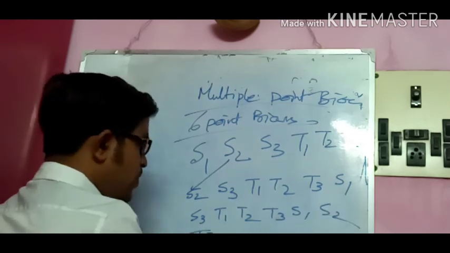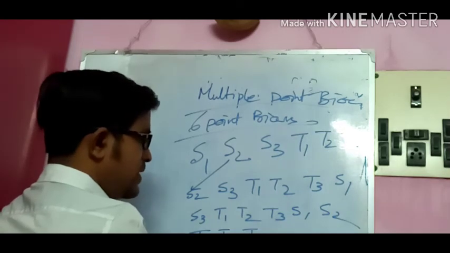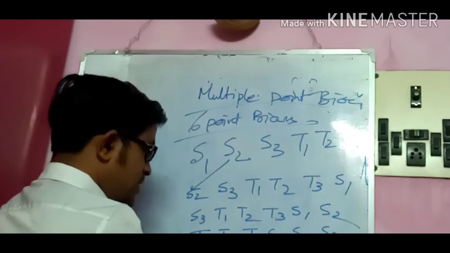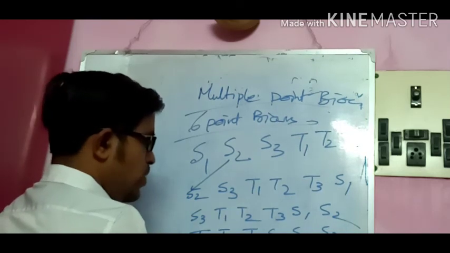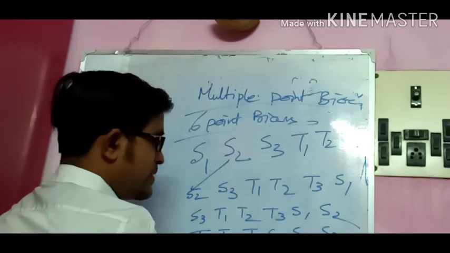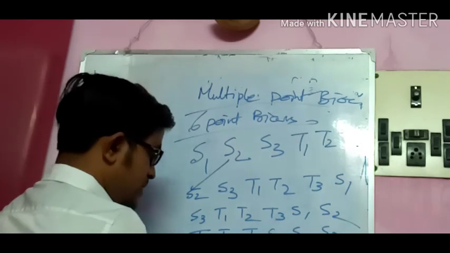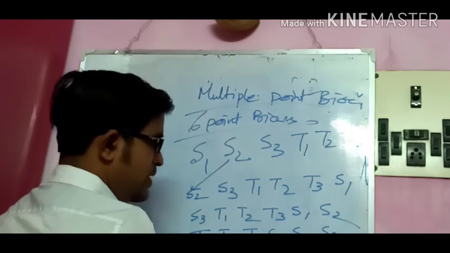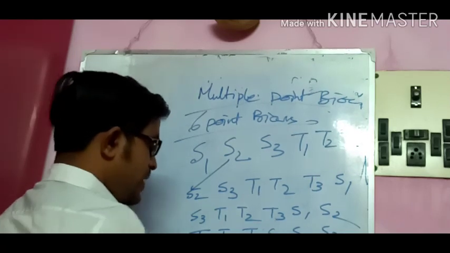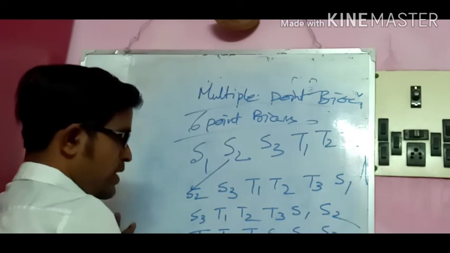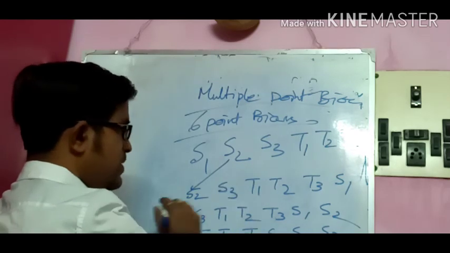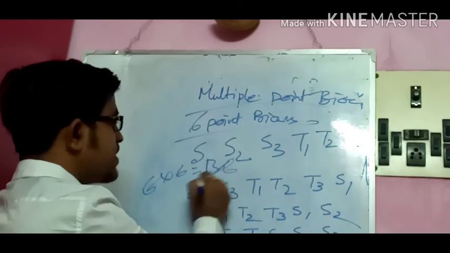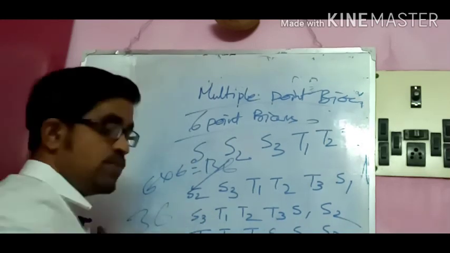Next T1, T2, T3, S1, S2, S3. Next T2, T3, S1, S2, S3, T1. Next T3, S1, S2, S3, T1, T2. Next if you go, it will come to S1, S2, S3, T1, T2, T3, same as that. So here 6 sixes are 36 graphs. Total 36 graphs you are going to get.